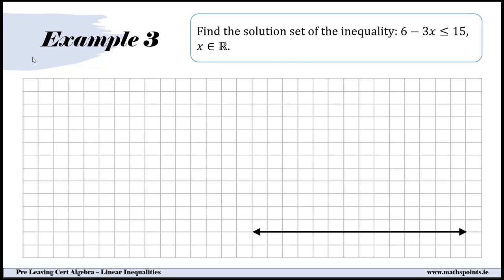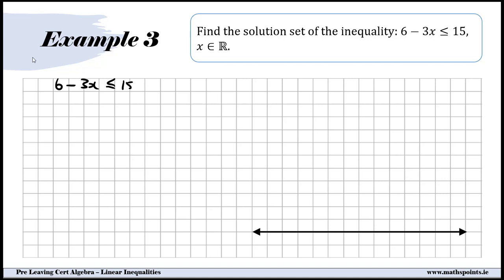So example 3 is a key example in demonstrating the difference between the rules we would have learned for solving equations and the rules we use for solving inequalities. And that key difference is when we divide or multiply by negative numbers. So let's write it down first of all, and then we'll discuss what we mean by that. So 6 minus 3x is less than or equal to 15. So we're looking for a solution set to this inequality.